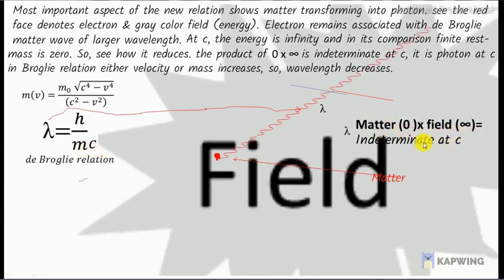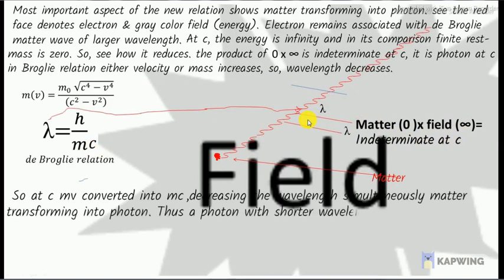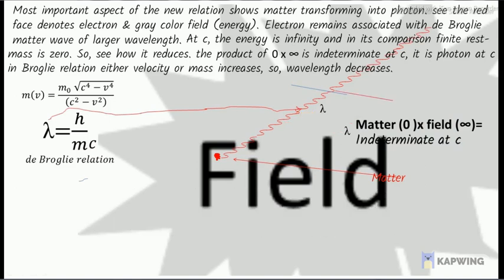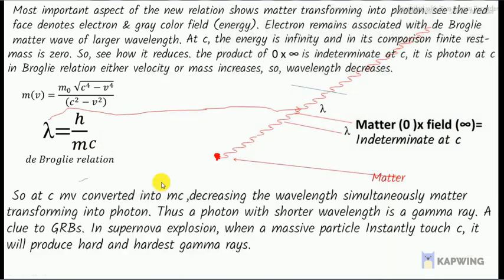In the de Broglie relation, as velocity and mass increase, the wavelength decreases. See here, V is increasing, it becomes mc, so this wavelength decreases. So we have just seen that in the denominator here, we converted into mc, decreasing the wavelength, and simultaneously matter transforms into photon at the same time. Thus a photon with shorter wavelength is a gamma ray, a clue to GRB, gamma ray burst. In supernova explosions, when a massive particle instantly touches C, it will produce hard and the hardest gamma rays.